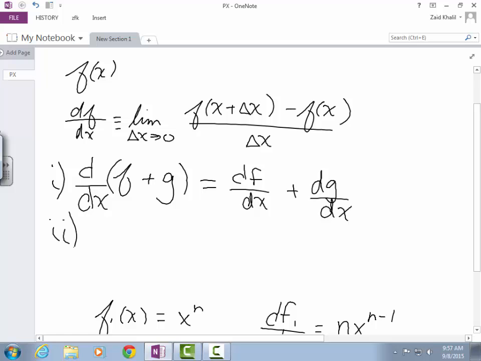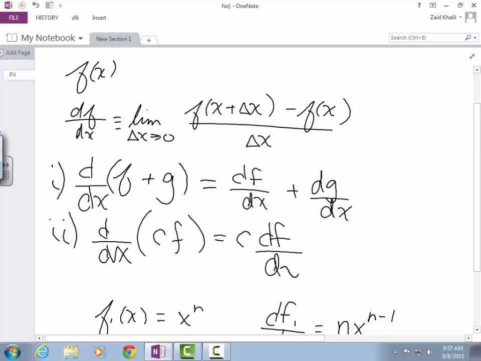The second property is that d by dx of c f is equal to c times df dx, where c is some scalar. Correct. So these are the two properties of a linear operator, very important properties. Clearly you can go through and prove almost all of these rules using these properties, referencing them.